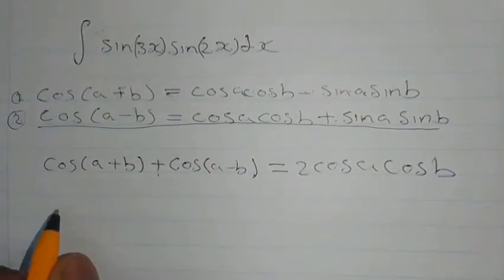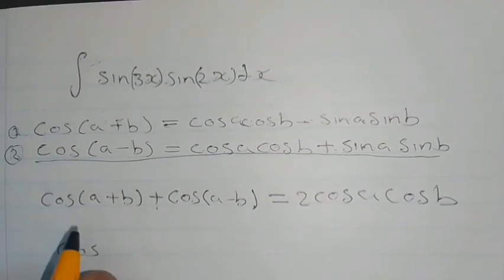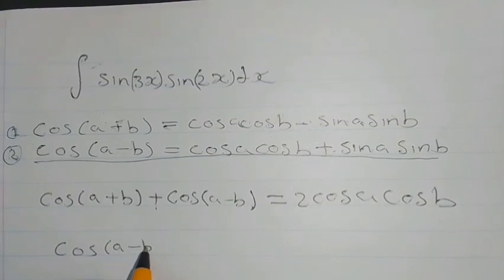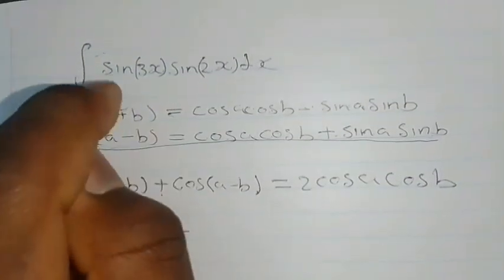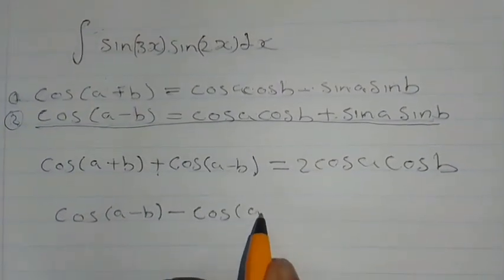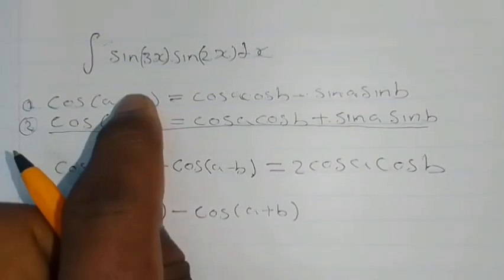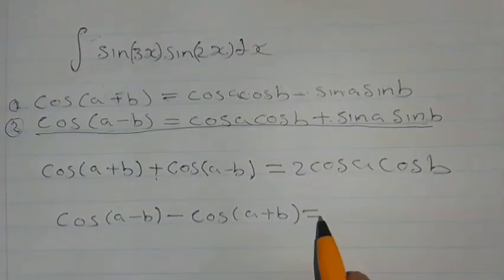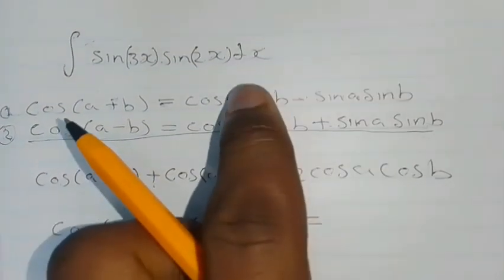Now instead of adding, let me subtract. Let me take 2 and subtract 1 from that. So I'll have cos A minus B minus, I take this and I subtract the upper equation. So I'll have cos A minus B minus cos A plus B. I take this one and I subtract that one. And now I must do the same on the right. So that means that I must take this one and subtract this.